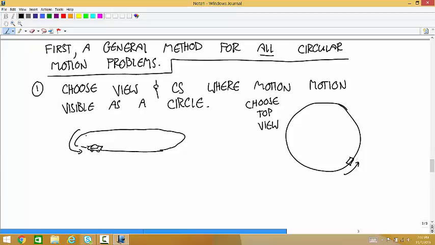Okay, can you imagine if you chose a view where you're lying on the ground looking at this from the side, all you would see is the car going back and forth along a line? That's not a circle, so you don't choose that view of the problem. Any questions about that, to try to clarify, understand what I mean?